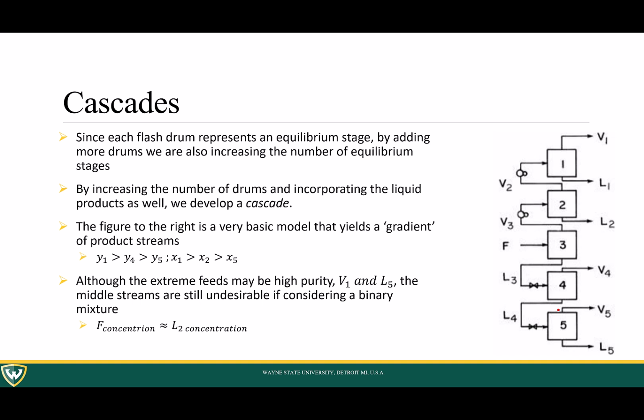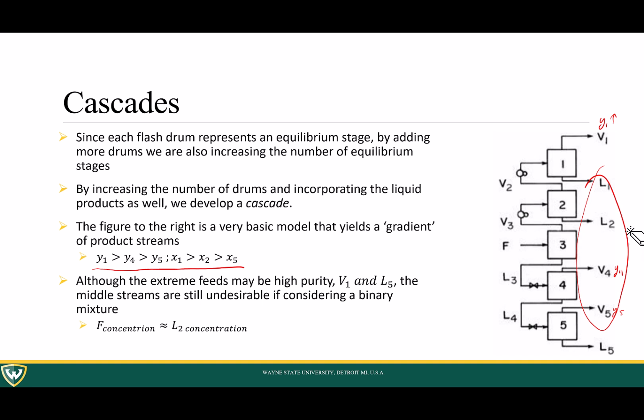So the figure on the right is a very basic model, but what it's going to do is create a gradient effect. So as far as gases, this Y1 concentration would be of a higher purity than this gas concentration here, and this one would be the lowest gas concentration. So what you're getting here is you're not getting a lot of high purity products, you're getting a gradient of products here. And I kind of illustrate that right here, where the difference in concentration is not significant for the majority of these streams right here.